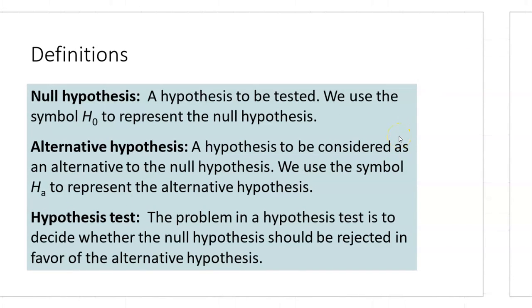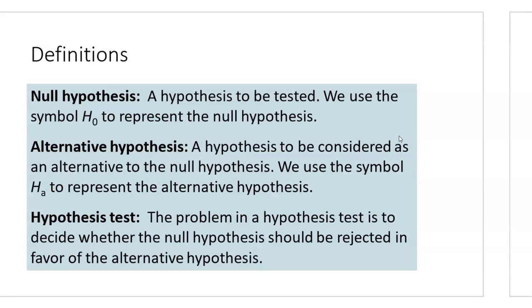All right, so we have three different types of hypotheses. One is the null hypothesis. That's the one that's going to be tested. That's me saying that the mean is 87%. The alternative hypothesis is the one that you come up with. That's the one that we're going to consider as an alternative to my hypothesis.